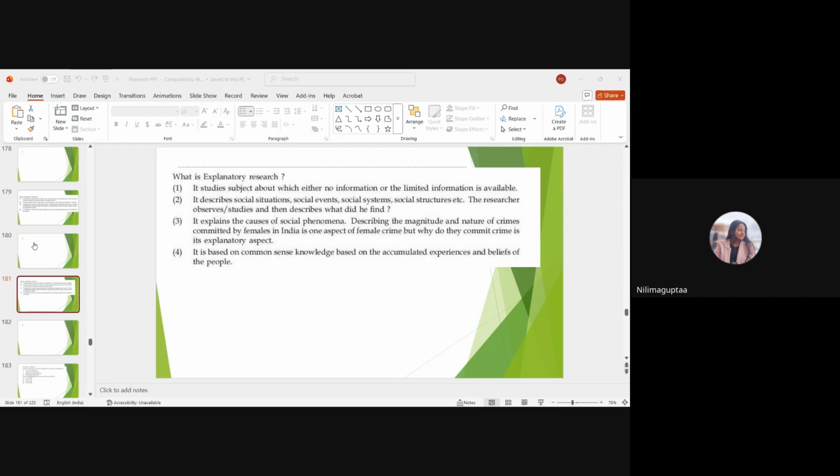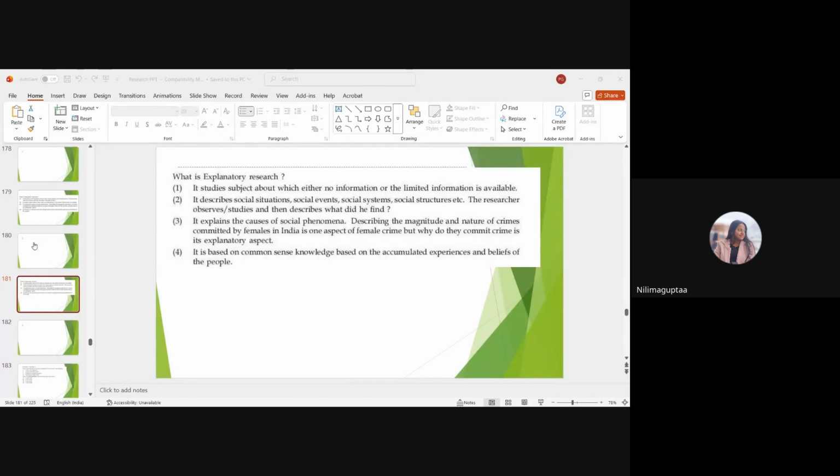Correct. So, as the name says, it is explanatory research. So, option three is the correct answer. It explains the causes of the social phenomena, describing the magnitude and the nature of crimes committed by females in India, in one aspect of female crime. But why do they commit crime is an explanatory aspect, where we are explaining why something happened. We are explaining those things in detail.